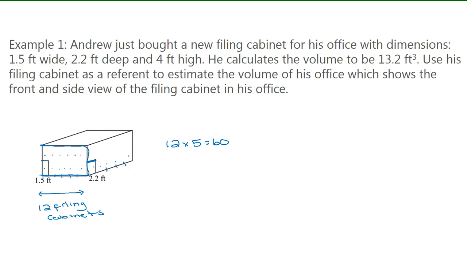So now if each filing cabinet has a volume of 13.2 cubic feet, then I can just multiply that by 60 to determine the total volume of his office. Now multiplying that on my calculator, I get 792 cubic feet. So that's the estimate.